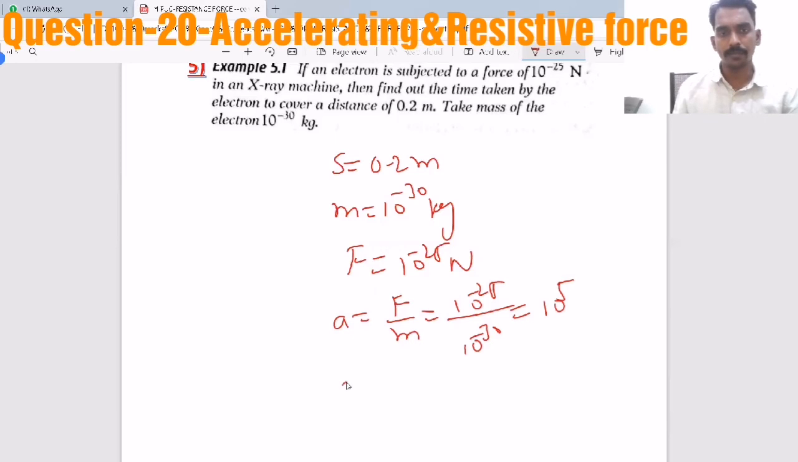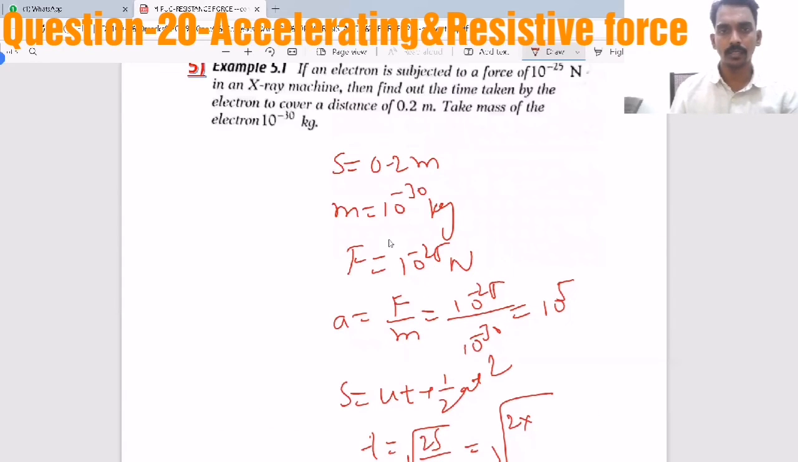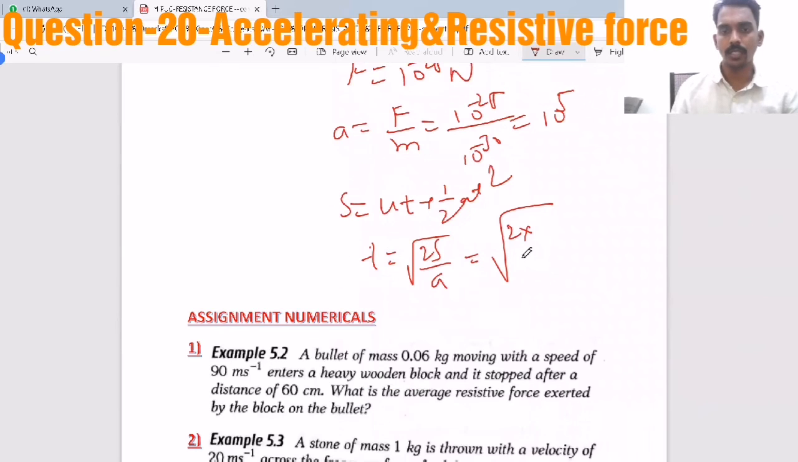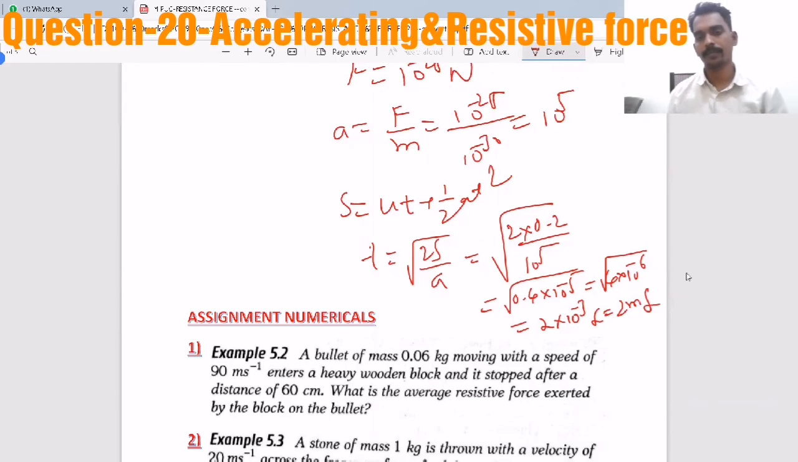Now what we have to find is time. So S equals ut plus half at square. Now it is starting from rest. So u is 0. So t equals root of 2s by a, where 2 into s is how much distance? 0.2 meter. So 2s is 0.4 by 10 power 5. Now if 10 power 5 goes up, so 0.4 into 10 power minus 5, I can write it as 4 into 10 power minus 6, nothing but 2 into 10 power minus 3 seconds or 2 milliseconds.